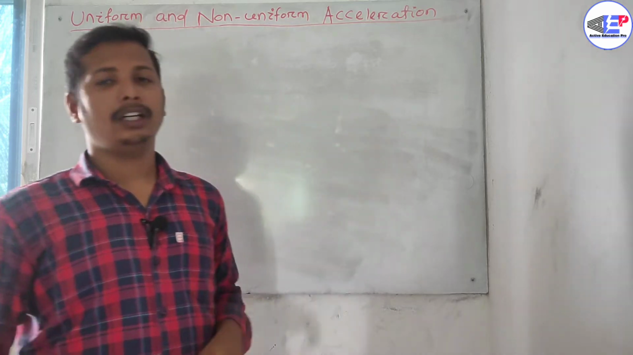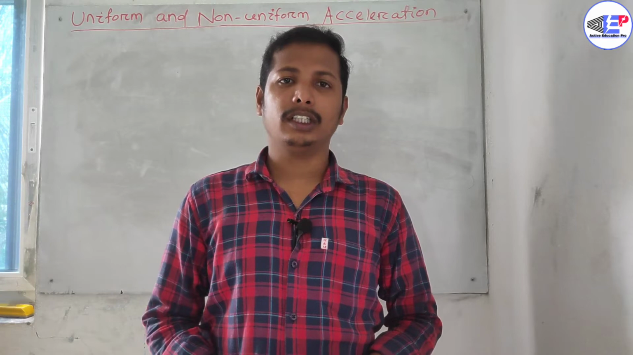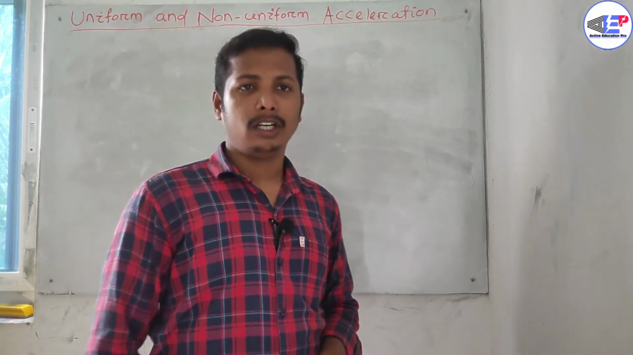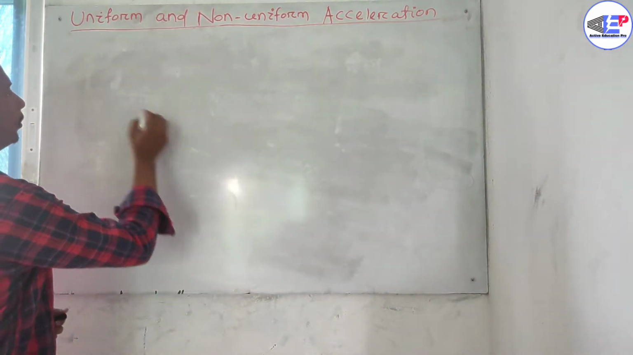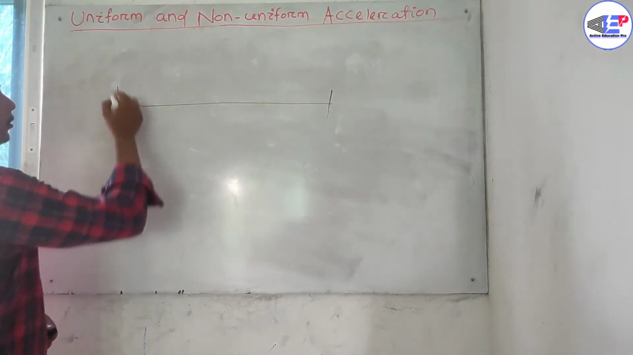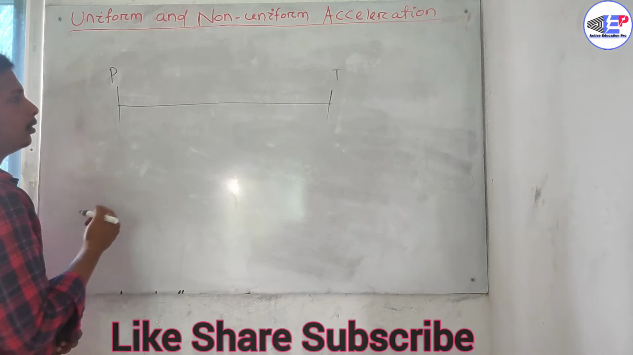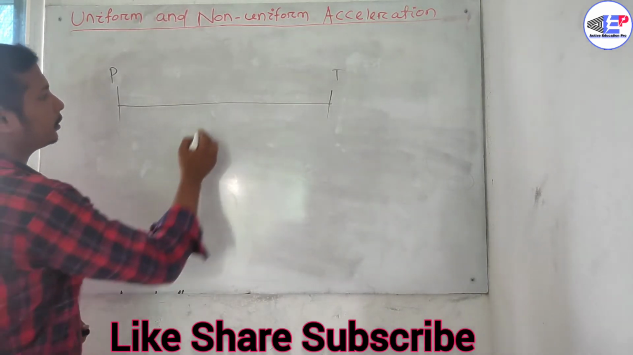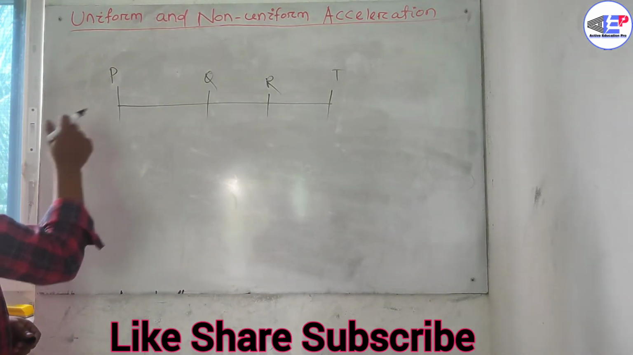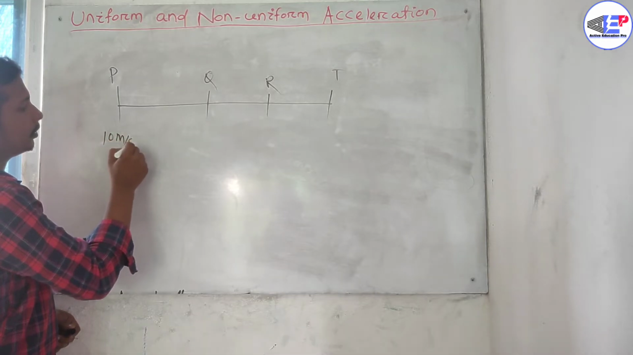Non-uniform acceleration: if the velocity of a body changes by unequal amounts in equal intervals of time, then its acceleration is called non-uniform acceleration. Let us take an example. Let a body cover some distance from point P to point T, and during its motion it passes through points Q and R. Let at point P, its velocity be 10 meter per second.